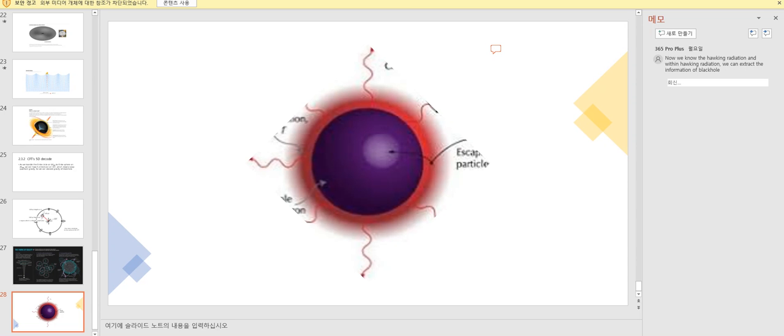So within Hawking radiation, we can use the black hole as a quantum computer. The black hole is the tool for incoming information, and Hawking radiation is the tool for outgoing information. In this way, we can use the black hole as quantum information, a quantum computer.